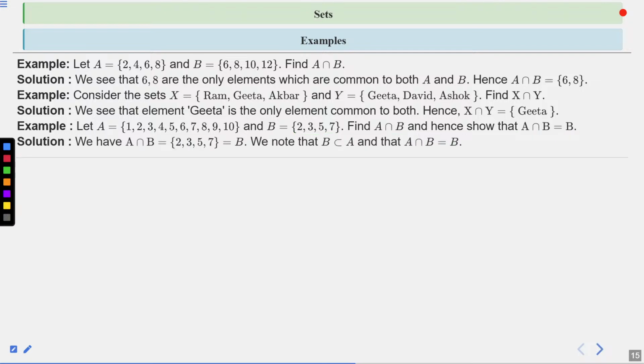Why? It all depends on the definition, because we are collecting all the common elements in A intersection B. If B is a subset of set A, then obviously the only common elements to A and B are the set B itself. Clear? So in general, if B is a subset of A, then you always have A intersection B equals B. I hope all these three examples are clear to you.